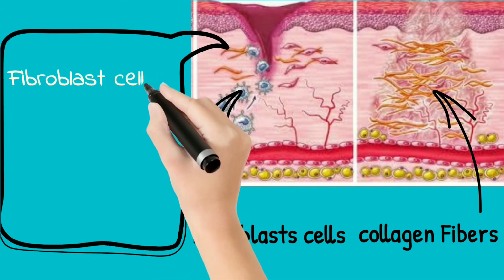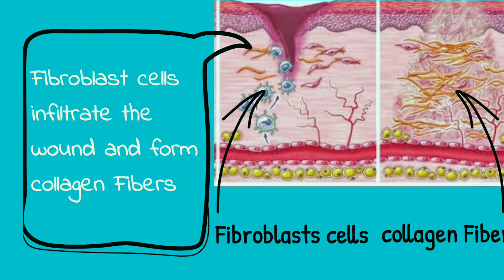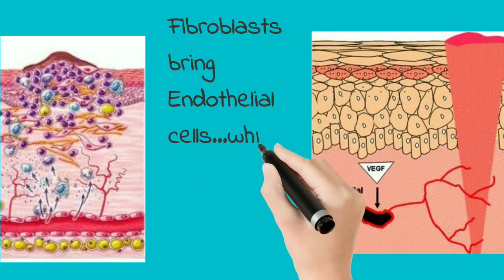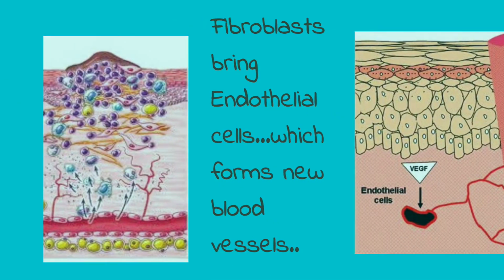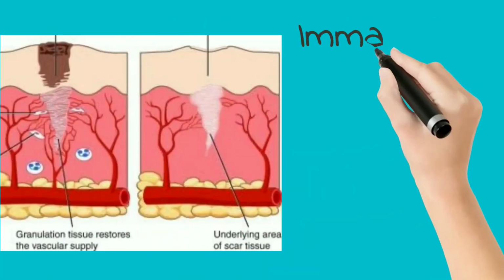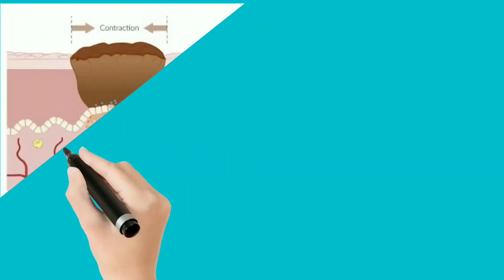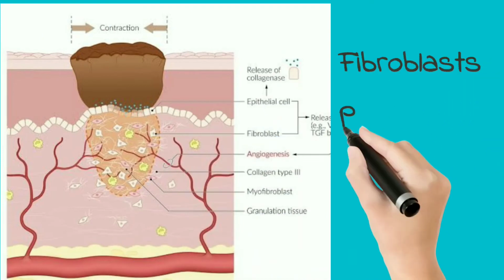And these fibroblast cells again help to migrate endothelial cells into the wound, which helps to start blood vessels to regrow. And here the immature granulation tissue containing plump active fibroblasts forms. The fibroblasts quickly produce abundant type 3 collagen.